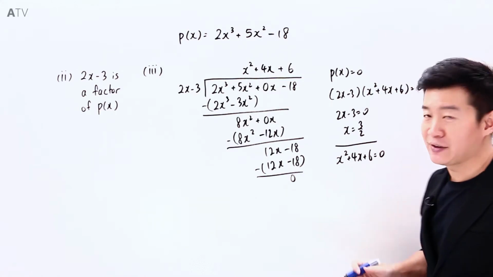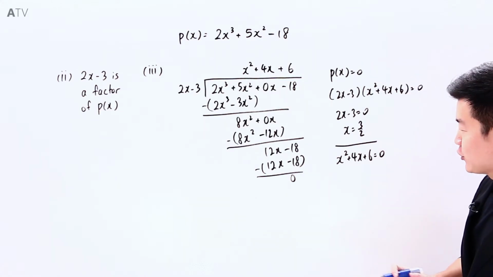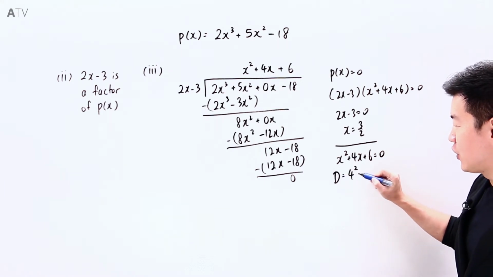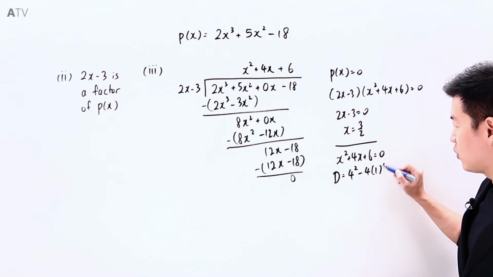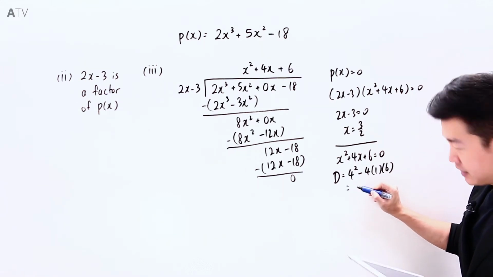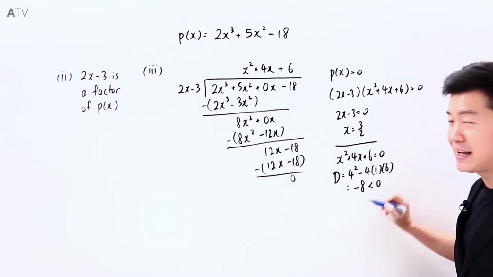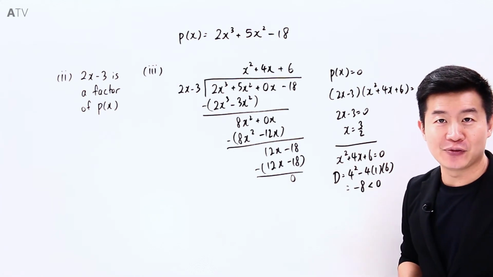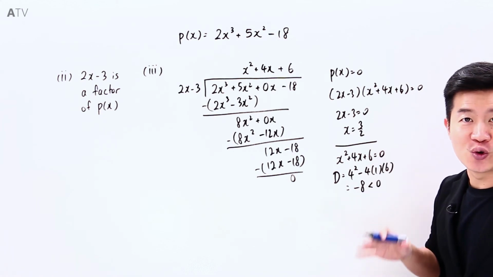And for this quadratic equation over here, if we were to check, the discriminant is going to be b squared minus 4ac, so 4 squared minus 4 times 6. This gets us negative 8. Negative 8 is less than 0. So for a quadratic equation, when the discriminant is negative, that means this quadratic equation has no real roots.